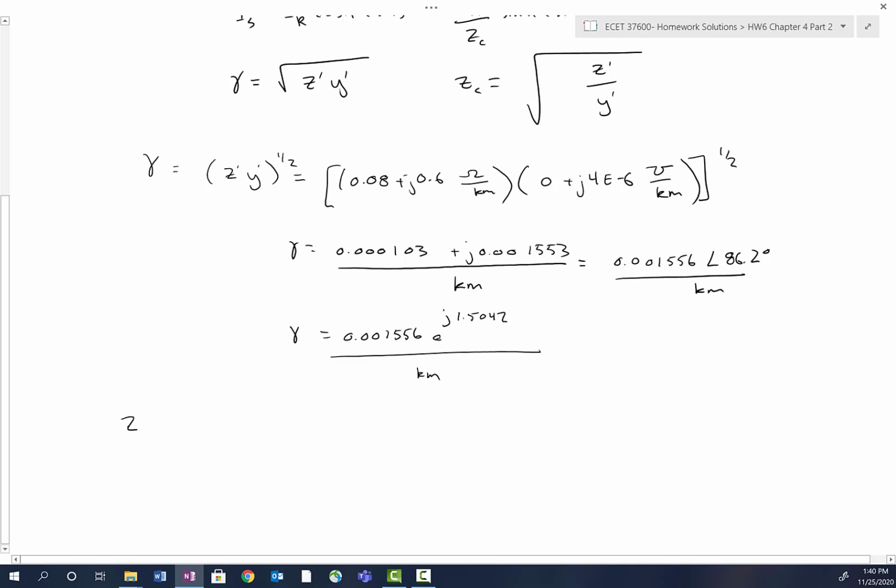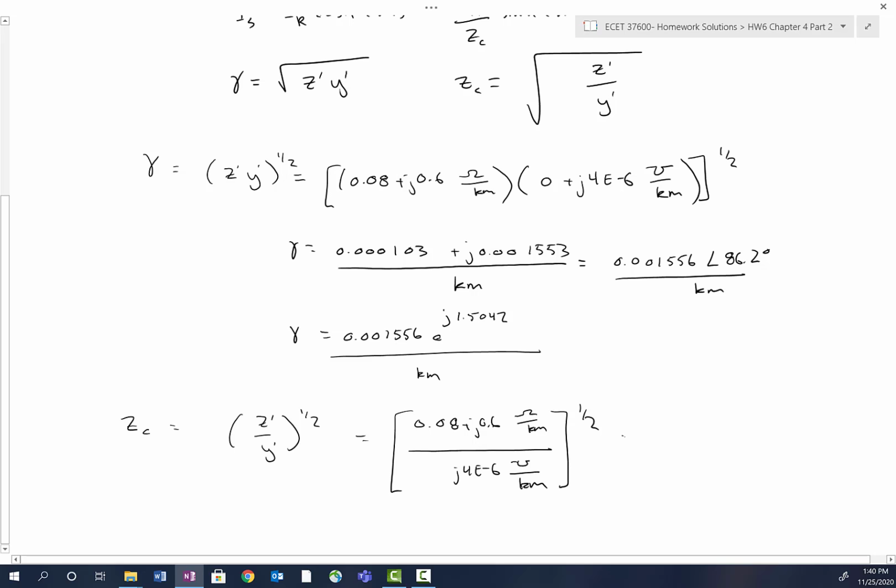The next transmission line property we need to calculate is the characteristic impedance. That is equal to z prime over y prime to the 1/2, so it looks really similar. So that's going to be 0.08 plus j0.6 ohms per kilometer divided by j4 e to the minus 6 mhos per kilometer. Need to take the square root of all of that per our formula.